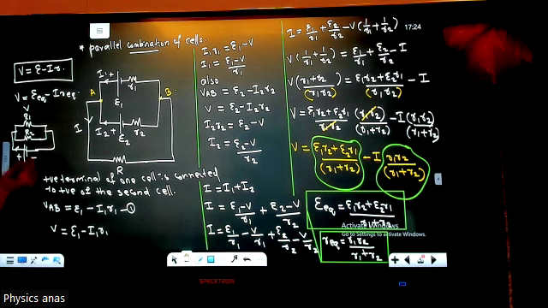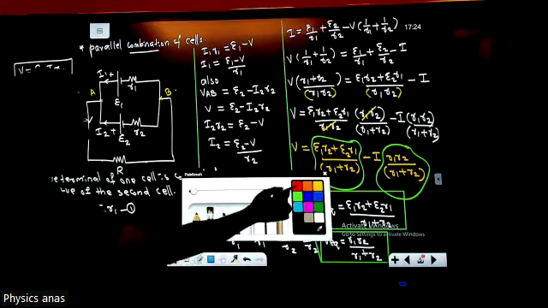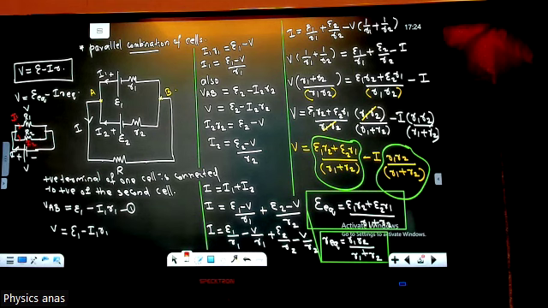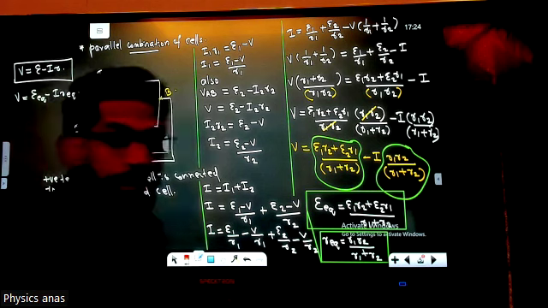When current is I, current will split at this junction and flow through this. That will be I1 and the next current will be I2. The figure was that. Voltage is same.